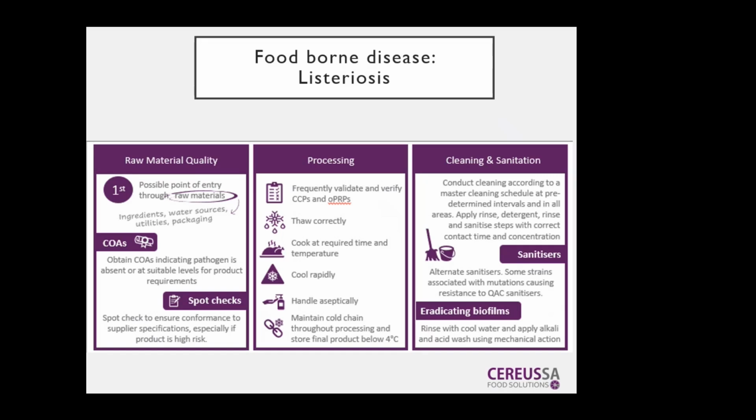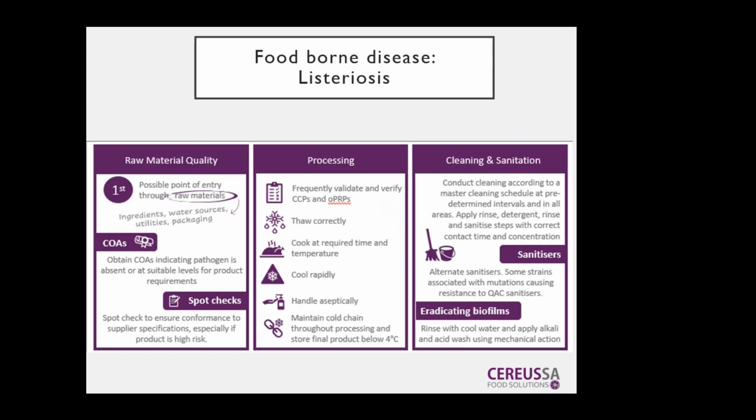Ensure that meat is thawed correctly, that it is temperature controlled and does not stand for prolonged periods of time at temperatures where Listeria can grow and multiply. Ensure that your product is cooked at the required time and temperature. The cooking instructions must be validated so that it ensures the killing of any possible Listeria that might be present. Ensure rapid cooling after heating so that the product does not remain in the danger zone for too long.